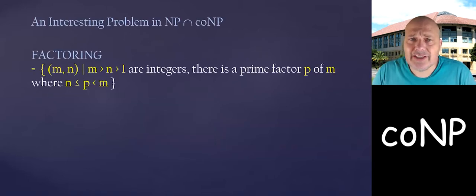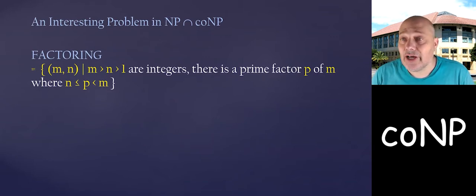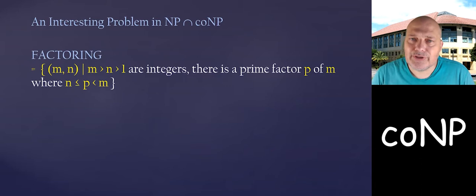And the reason is that there is an interesting problem in NP intersect coNP, and it is factoring. There are other problems that relate to cryptography. In fact, there are not a lot of problems in NP intersect coNP that we care about, and many of them are related to cryptography.